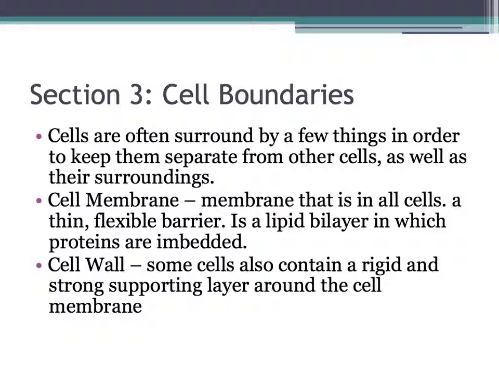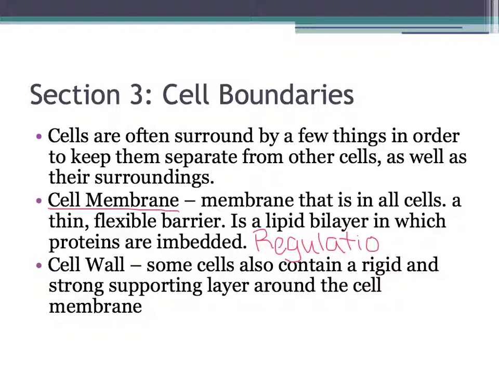First thing, cells are often surrounded by a few things in order to keep them separate from other cells as well as their surroundings. And remember back to the two characteristics of cells. The first one is they contain some type of genetic information, and the second one is they are bound by a cell membrane. So our cell membrane. This is a membrane that's in all cells. It's a thin, flexible barrier. It's a lipid bilayer in which proteins are embedded, and the focus of this is regulation. So you think of the cell membrane, think of regulation.